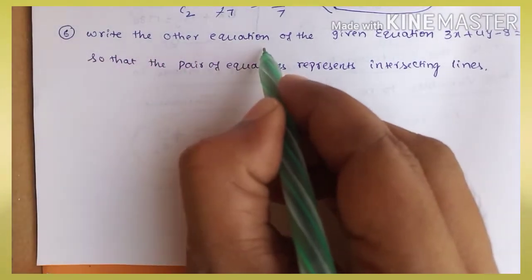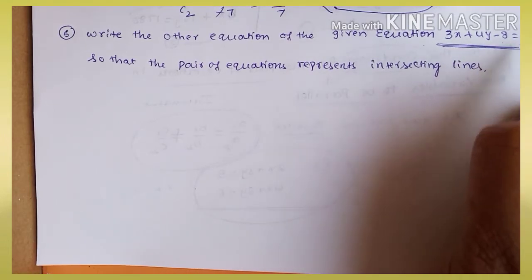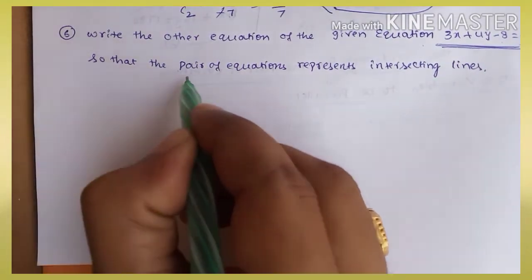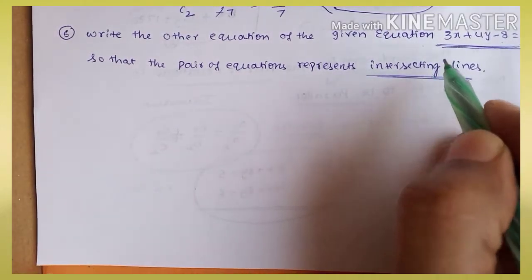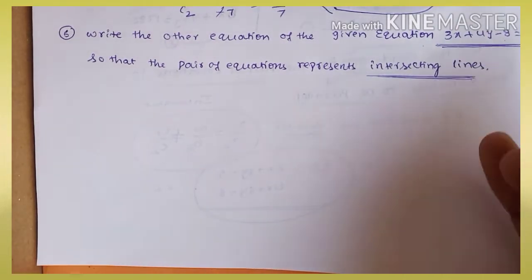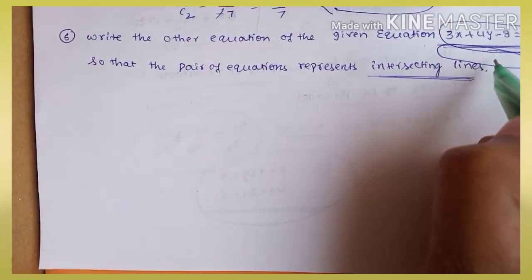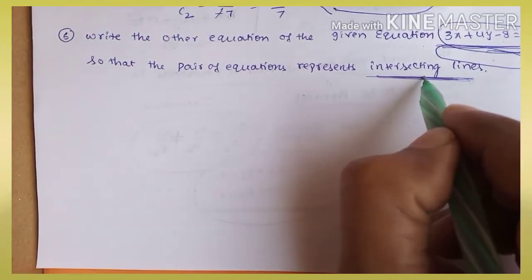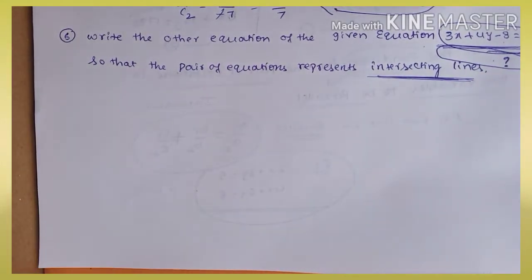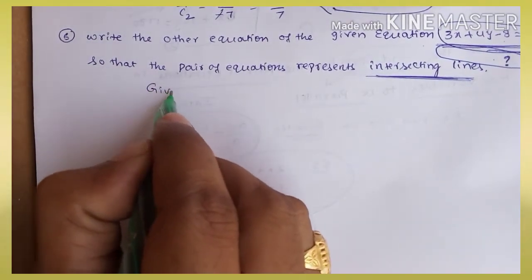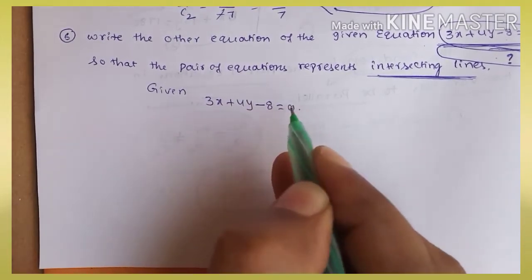Okay, next problem 6 now. Write the other equation of the given equation, which is 3x plus 4y minus 8 equal to 0, so that the pair of equations represents intersecting lines. We know that in a pair of linear equations, when one equation is given, you have to write the second equation so that the two lines are intersecting lines. Like that we have to write our own example equation. Now the given equation is 3x plus 4y minus 8 is equal to 0.